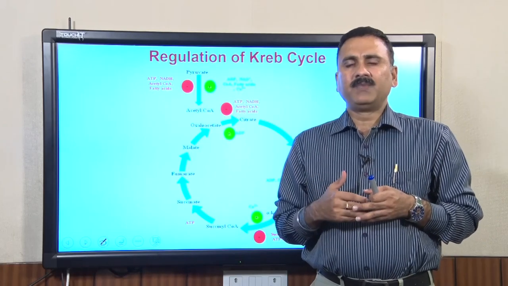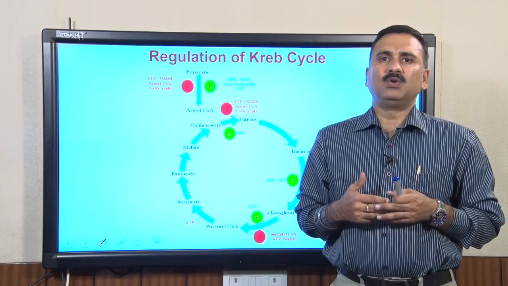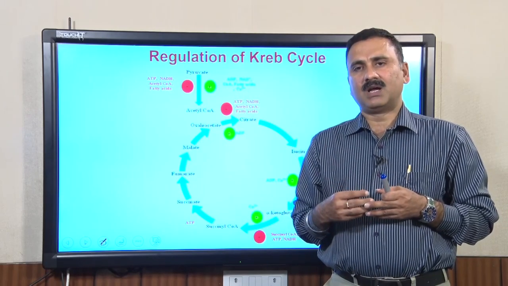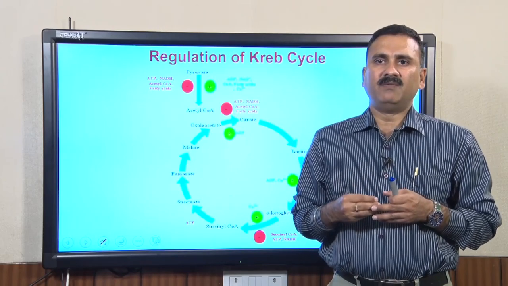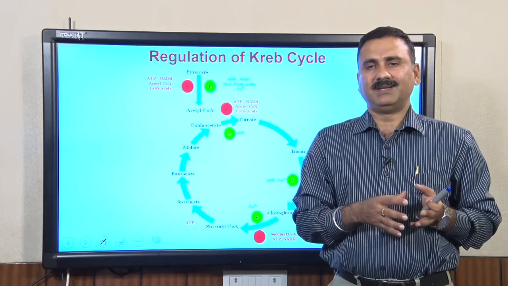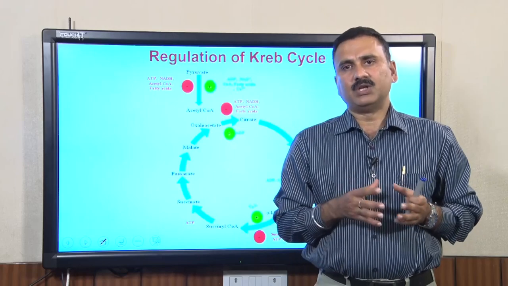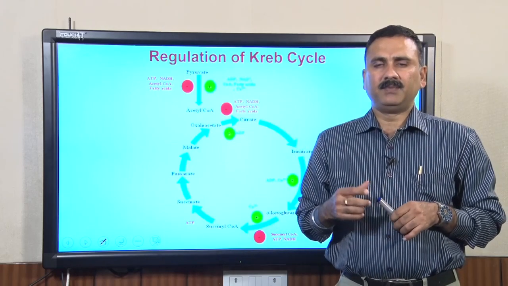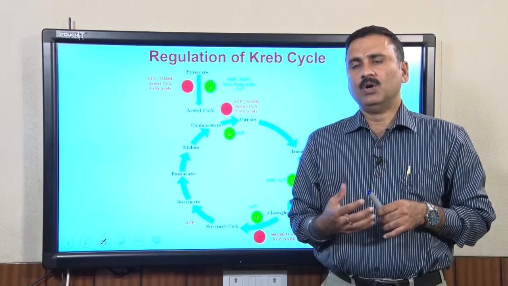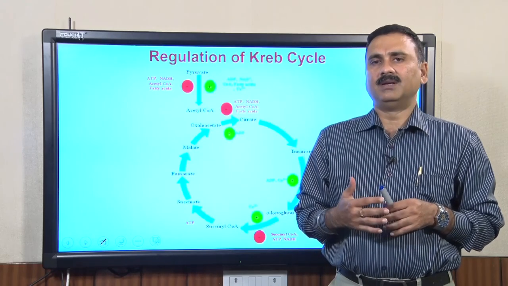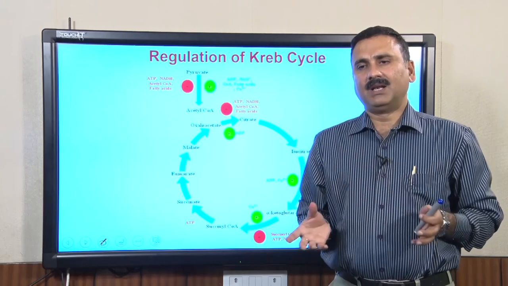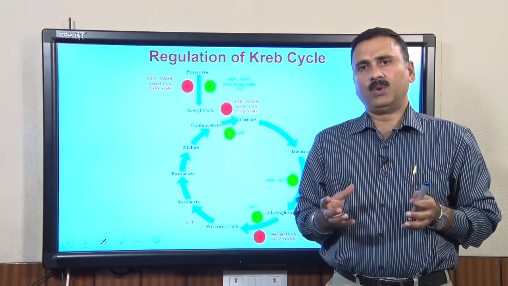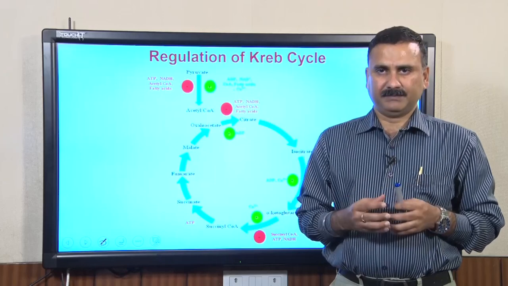So, apart from the purpose of the Krebs cycle to metabolize carbohydrate molecules to provide energy in the form of reducing equivalents, whether it is NADH or FADH2, the purpose of the Krebs cycle is also to coordinate with many other metabolic pathways. So, let us see how the Krebs cycle plays a central role within the metabolism of an organism.